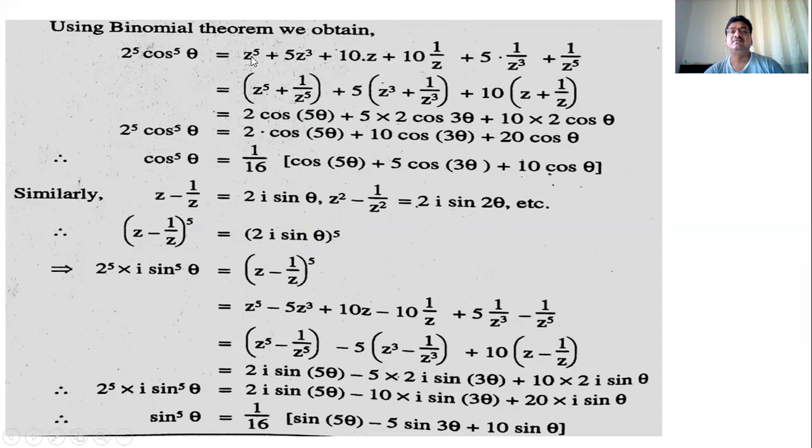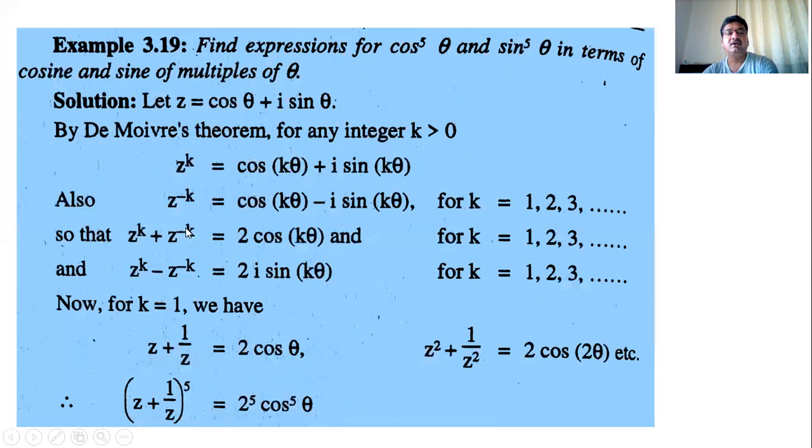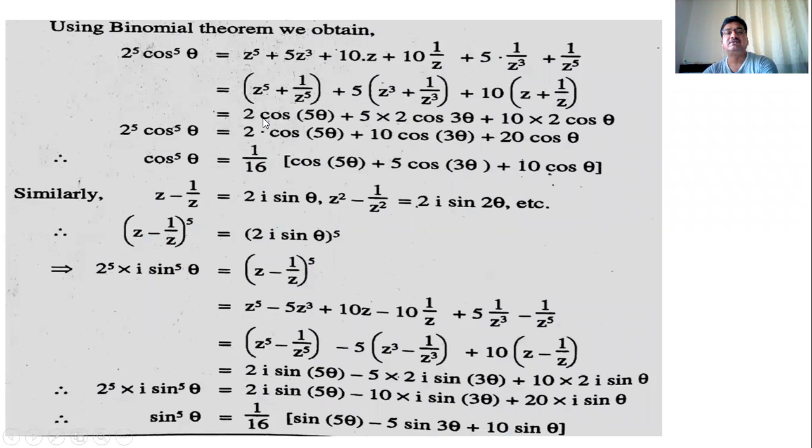Then write the first and last term in one bracket, take 5 common from the second and second last term, and take 10 common from these two terms. The value of this bracket, if you substitute k as 5, is z^5 plus 1 by z^5, which is 2 cos 5θ. So write 2 cos 5θ for this bracket, plus 5 times 2 cos 3θ, and plus 10 times 2 cos θ.